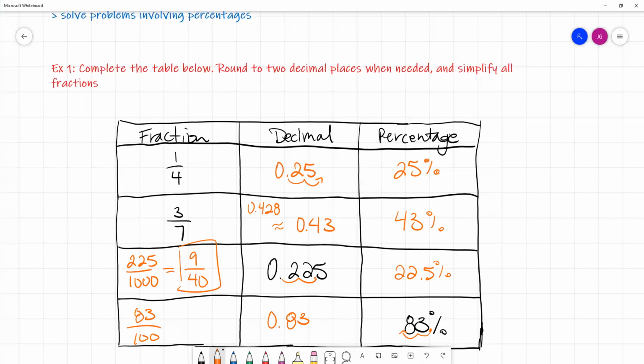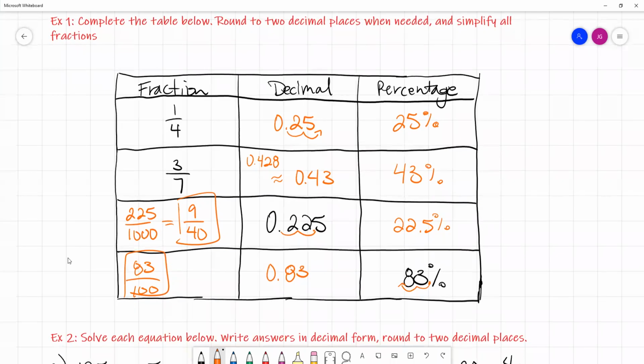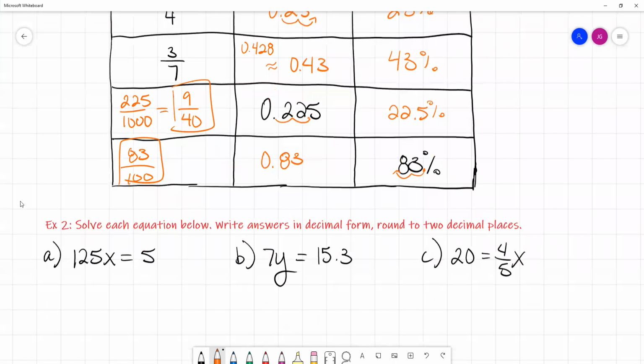And now this one does not simplify. This is as simplified as it gets. So that is our fraction form, okay? So that is just a little bit of a refresher on how to go in between all three of these forms, okay? Now let's go ahead and answer a few more questions, okay?